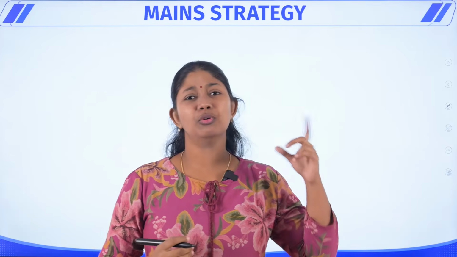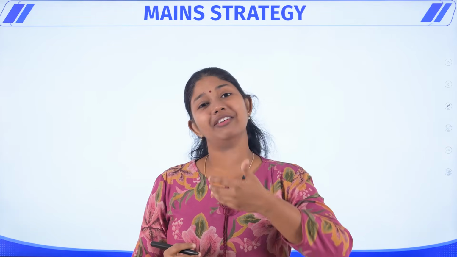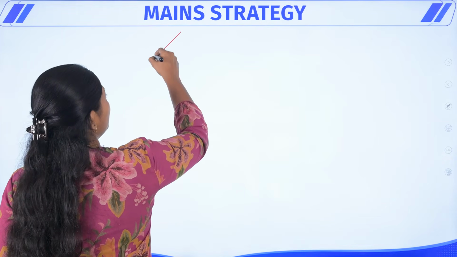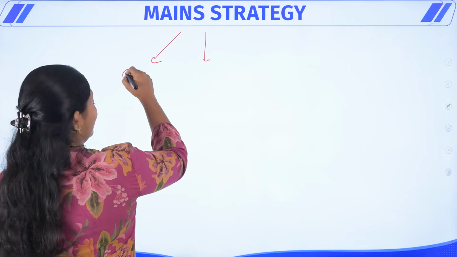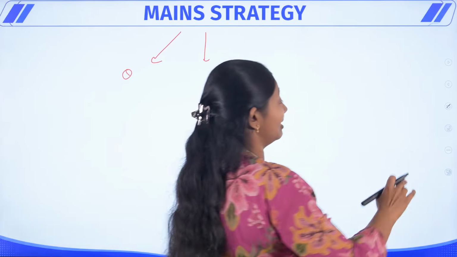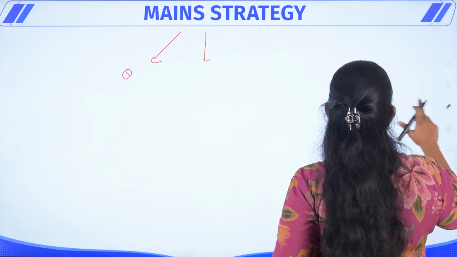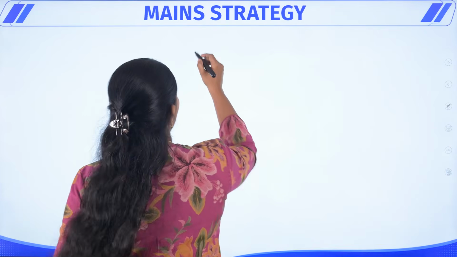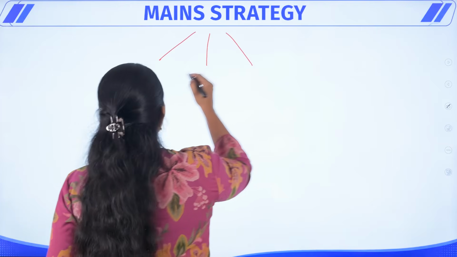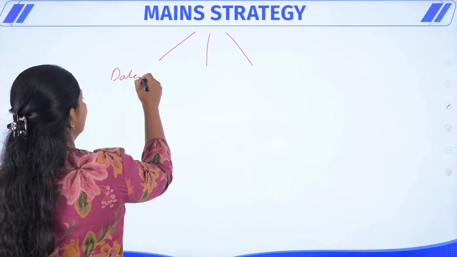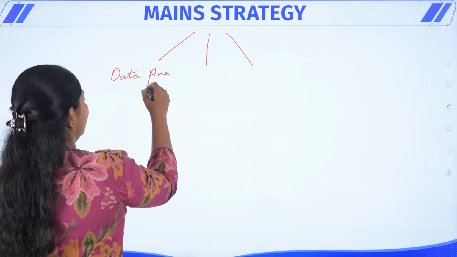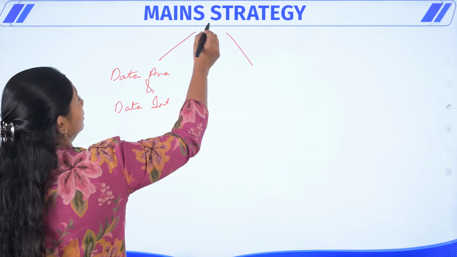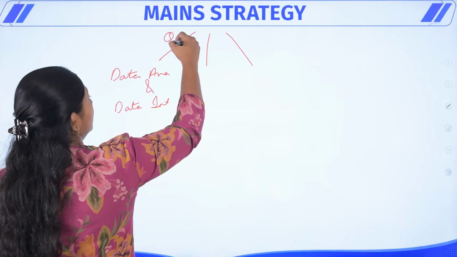Now it's just an overview of what we have discussed. Already I have explained. In mains we have just extra. What are the topics in mains? What we have? QA. That is, QA has been changed to data analysis and data interpretation. So this is for the QA.